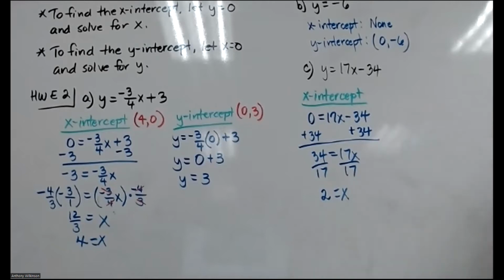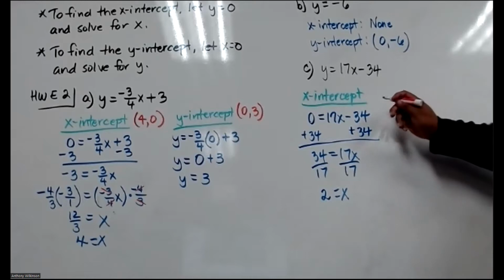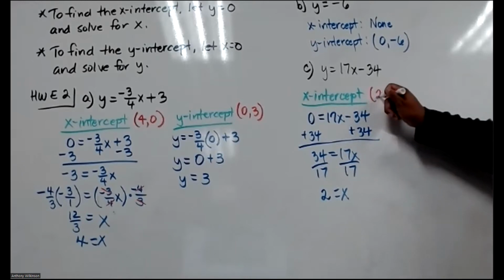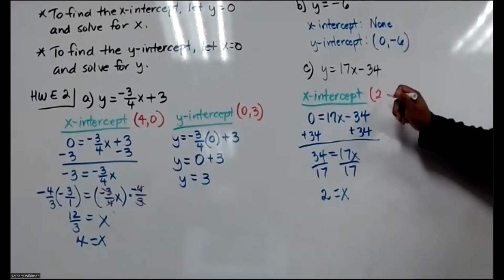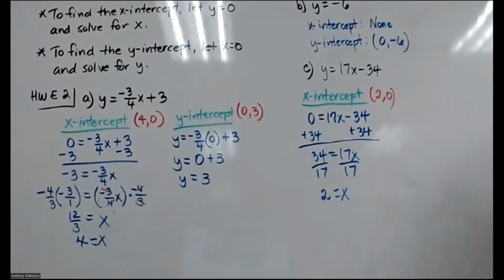All right, so that means that the graph of this line crosses the x-axis at x is equal to 2. So the ordered pair for that x-intercept would be (2, 0). We put the x first and then the y second. An ordered pair is always going to be x comma y. X goes first, y goes second. All right, so that's your x-intercept.